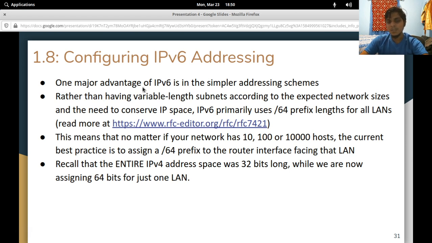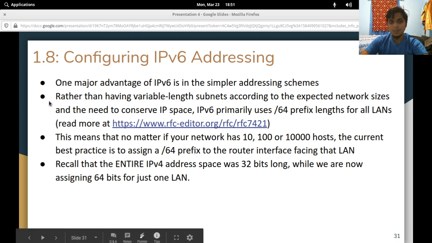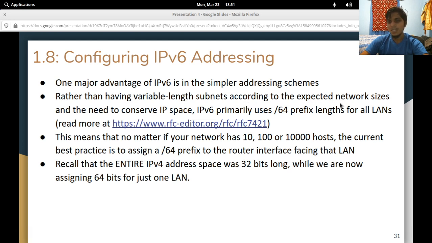Now, one major advantage of IPv6 is in the simpler addressing schemes. Rather than having variable length subnet masks, which was VLSM, according to the expected network size and the need to conserve IP space in the IPv4 space, IPv6 primarily uses /64 prefix lengths for all LANs.